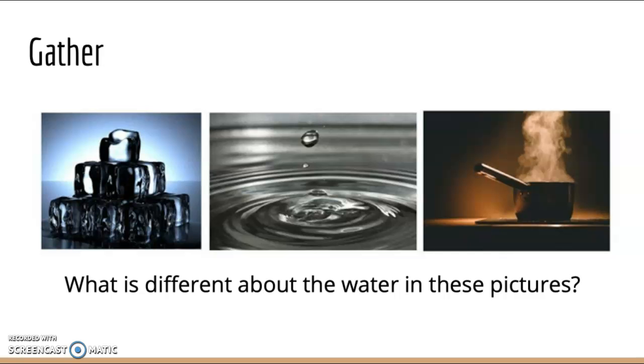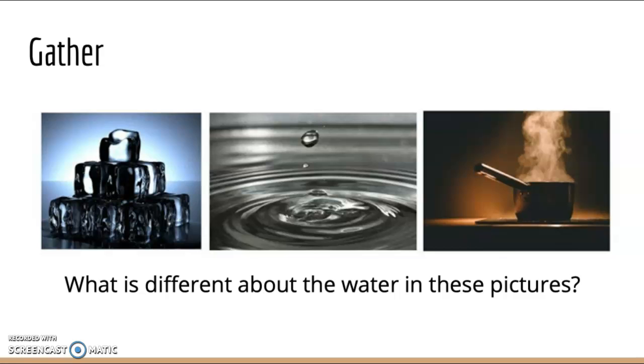So I want you to think, what is different about the water in these pictures? How is the water different? Each of these pictures represents a state of matter. We're going to talk about the 3 states of matter. Technically, there are actually 5 states of matter, but we're just going to focus on 3. Do you guys know the 3 states of matter?